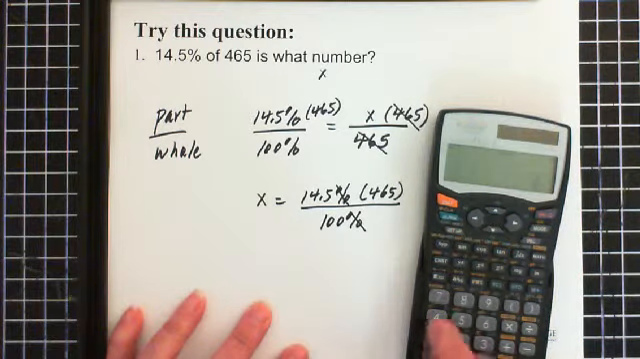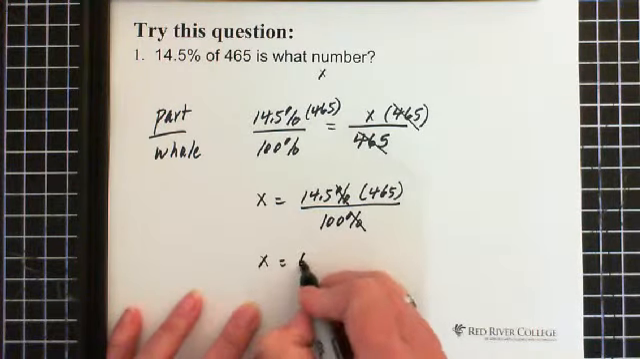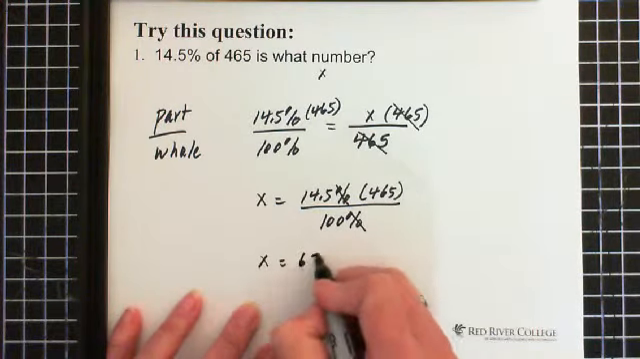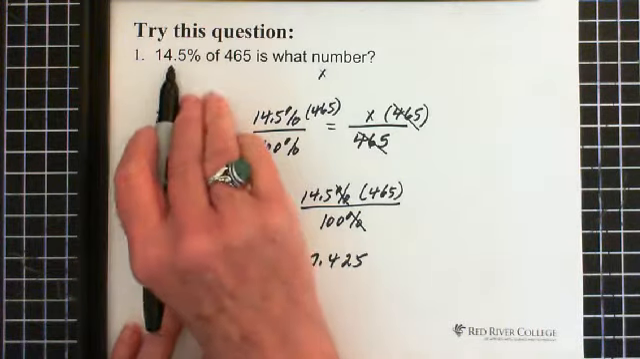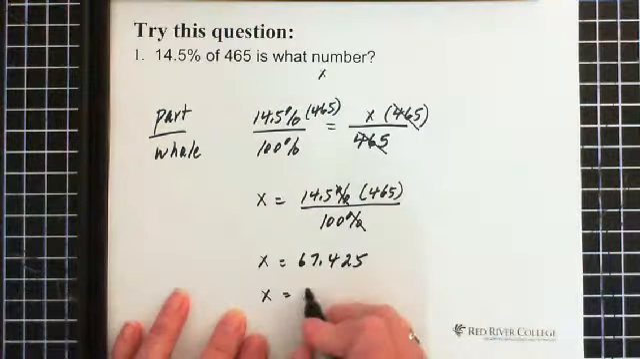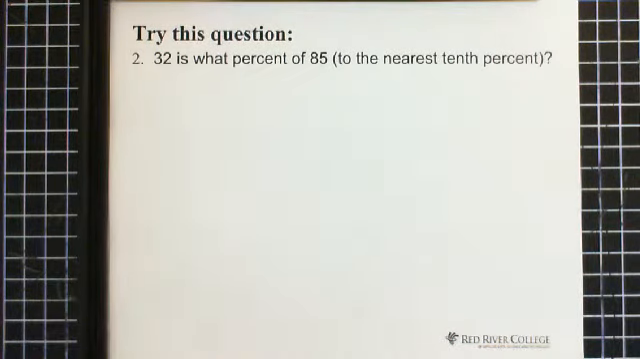Just put that in the calculator. 14.5 times 465 divided by 100 equals 67.425. So X equals 67.425. And if we're paying attention to sig figs, 3 sig figs, 3 sig figs, so we're going to go with 67.4. So, next question, pause the video, try the question, start the video up again, and I'll be working through the question.